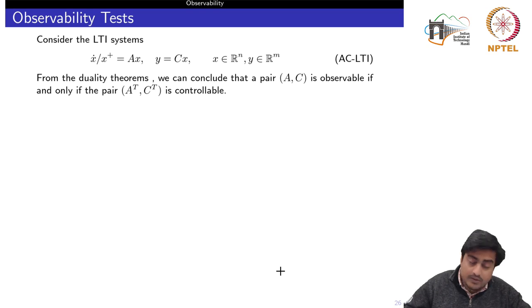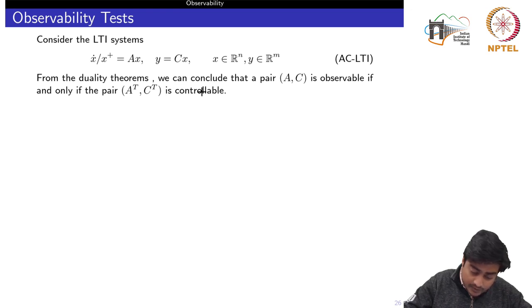Now moving forward to the observability test. We had seen that there is a duality between controllability and observability, meaning that whatever results we had obtained for controllability would be directly applicable to analyze observability. So we will list out all the results of observability without going into the proofs of those results. Consider the LTI system. Here we use notations so that we can represent discrete time and continuous time with the same state equations.